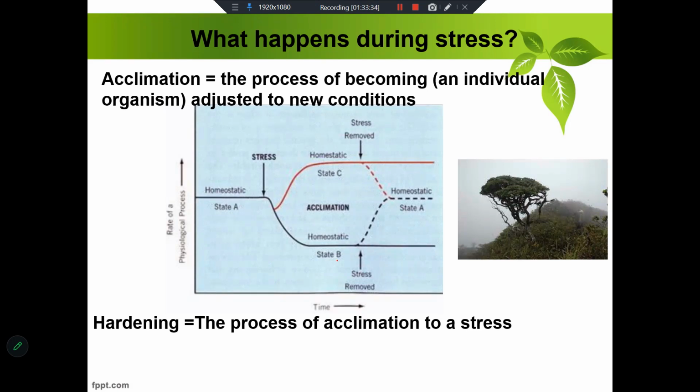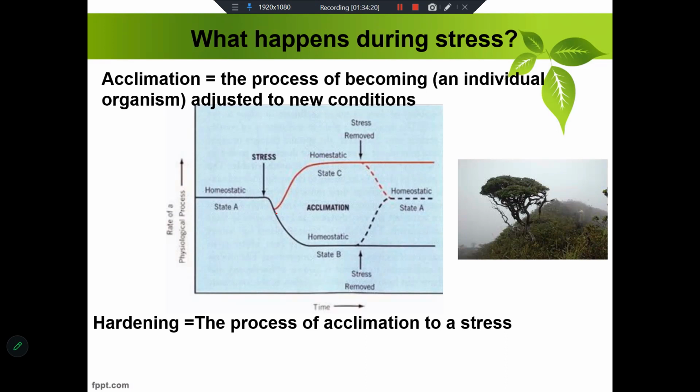So this is the time in this graph, and this is the rate of a physiological process, let's say photosynthesis rate or maybe growth. First the plant is at a homeostatic state, state A. When the plant is growing happily, here you can see the onset of the stress condition. Once the stress condition begins, when there is a sudden stress, the physiological process will slow down.